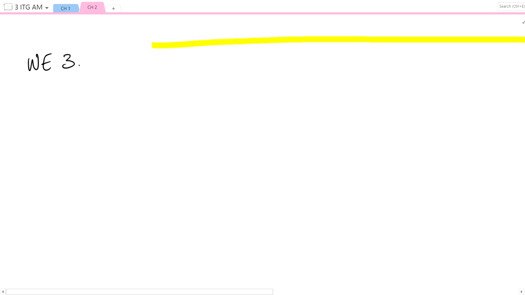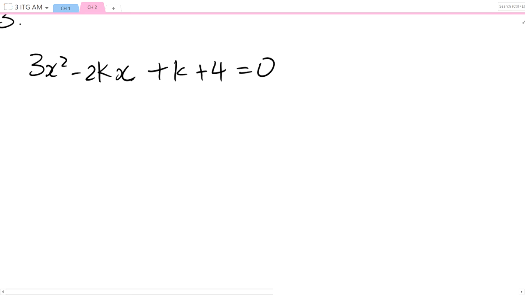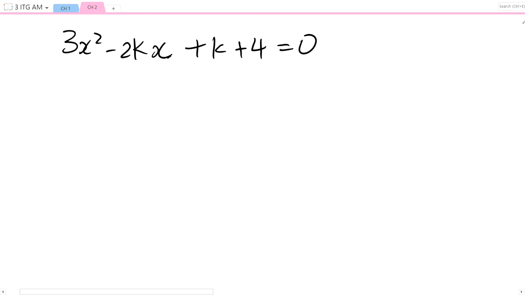Okay, the roots of the equation 3x squared minus 2kx plus k plus 4 equals 0. Before we do anything, I want you to look at the screen. Look at this equation over here. Is it quadratic? No. Is it quadratic? No. Why not?